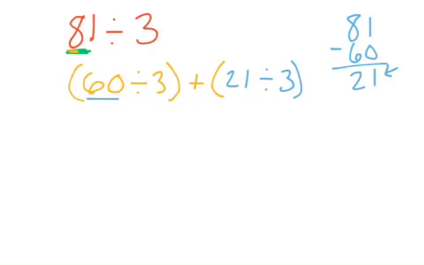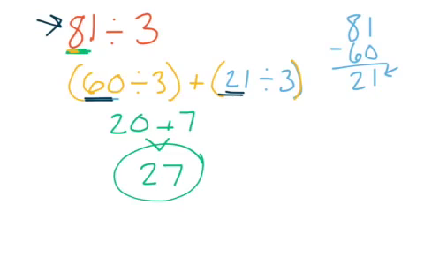Now, what's really important when we're using this strategy is that the numbers that we pull out, 60 and 21, add up to our dividend. Super duper important that these numbers here add up to what we're starting with. So now we can divide, and we're going to get pieces. We're going to get our partial quotients. So 60 divided by 3 gives me 20. And 21 divided by 3 gets me 7. And in order to get my final quotient, I have to add those pieces together. And so my final quotient is 27.